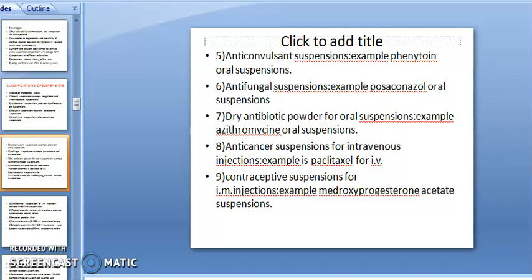Anti-cancer suspension for intravenous injection. Example is paclitaxel for intravenous. This is treatment for the cancer patient. You can formulate the suspension injection for the treatment of cancer. Contraceptive suspension for the intramuscular injection. Example is medroxyprogesterone acetate suspension.